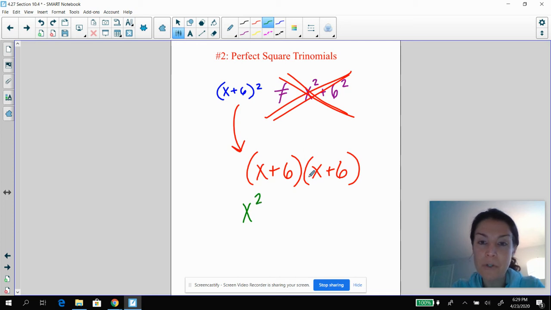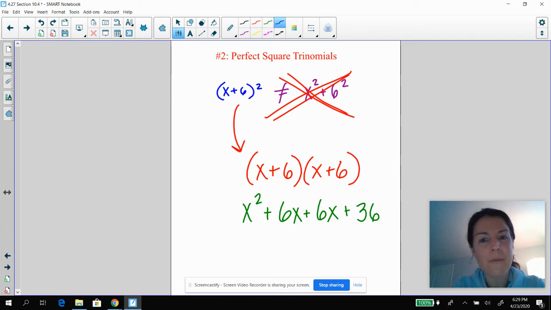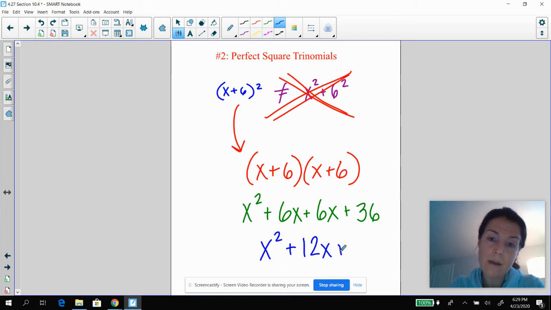So I get my first two terms are x squared. My outer two terms are 6x, and then another 6x, nice. And then a little 36. Now, do you notice how these middle two terms don't drop out? I don't have a positive and a negative like I did for difference of two squares. But I wind up getting x squared plus 12x plus 36.